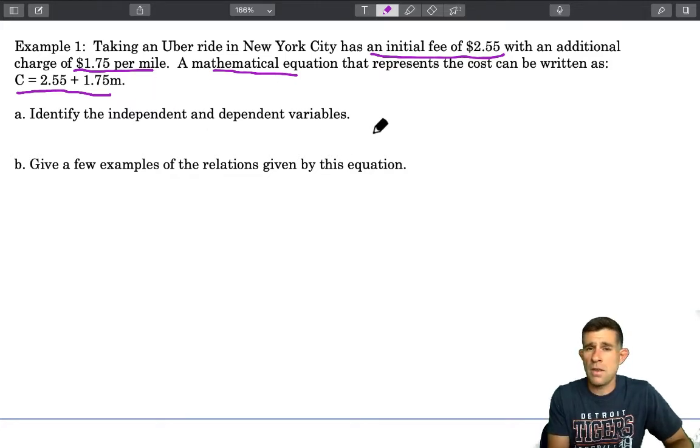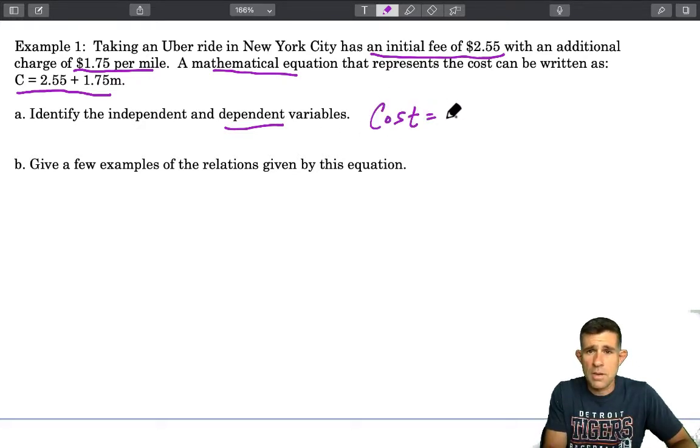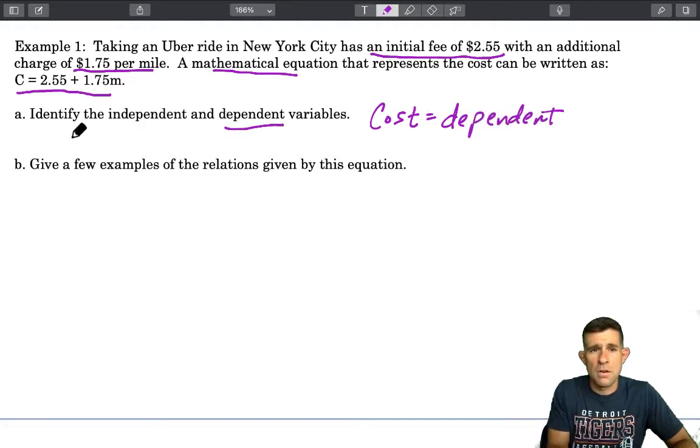Identify your independent and your dependent variables. So I always like to ask myself the question, which variable, cost or miles, depends on the other? Here, I'm going to say that the cost I pay depends on the miles that I take the Uber ride for. So cost is going to be my dependent variable, which means the number of miles driven in the Uber is going to be my independent.